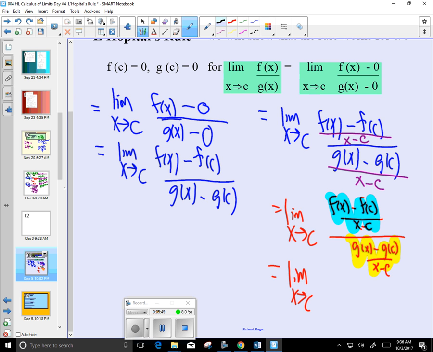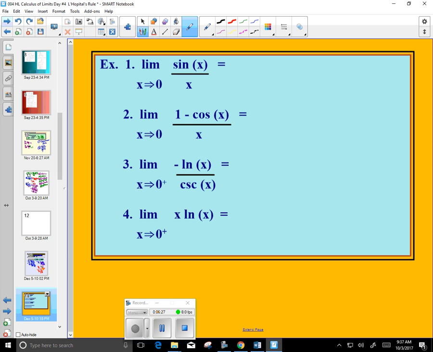Anybody know what f of x minus f of c over x minus c is? It is the derivative at c, or in this case, x. And what's g of x minus g of c over x minus c? The derivative of x. C is a value. We could use 0. We could use anything. And now, actually, yeah, C is the value that makes y equal 0. There's your L'Hopital's rule. So we could do that, and we just did.